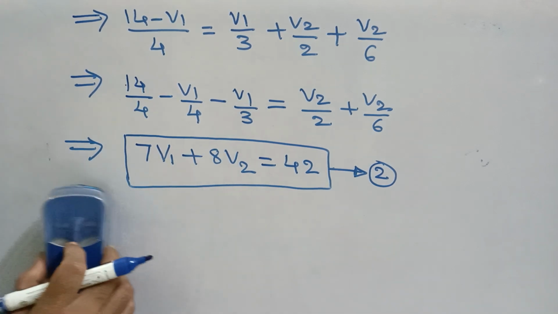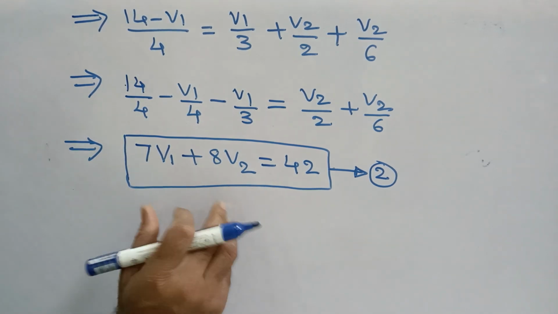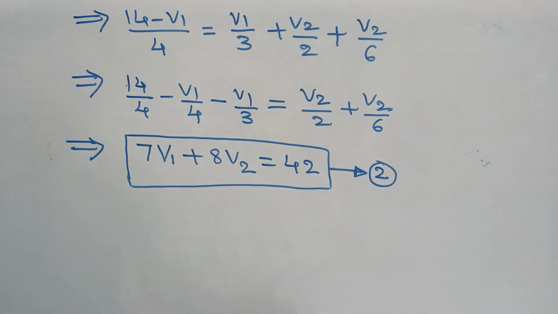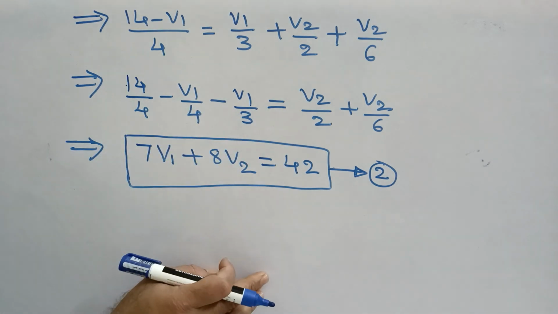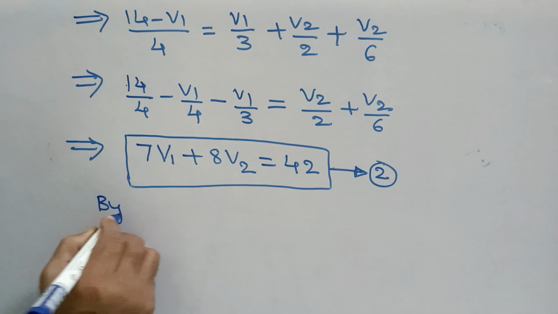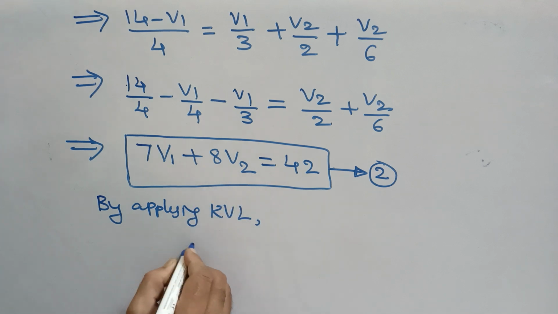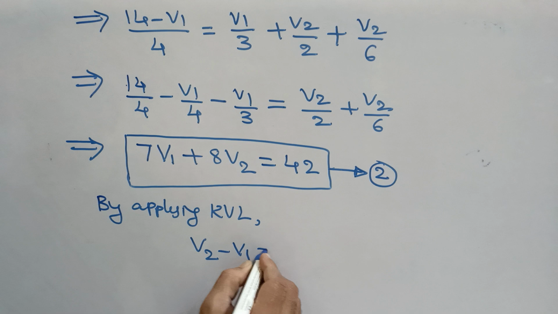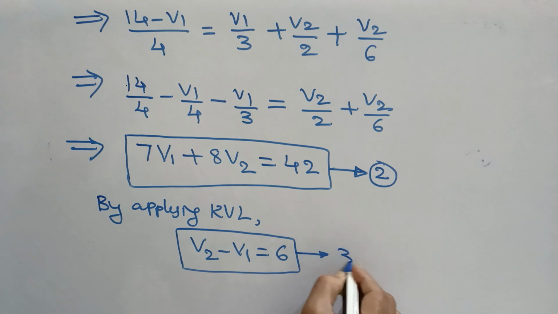It is very easy. Okay, and then after that what we will do, now take the application of the KVL. Now apply the KVL. By applying the KVL, now this is the expression by using KCL. Now by applying the KVL, what we will get, you see the particular circuit. By applying KVL, we can write that V2 minus V1 is equal to 6 from the circuit. This is equation number 3.